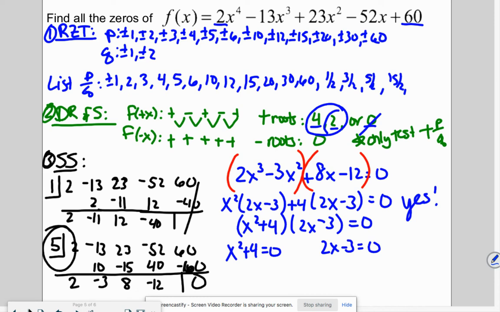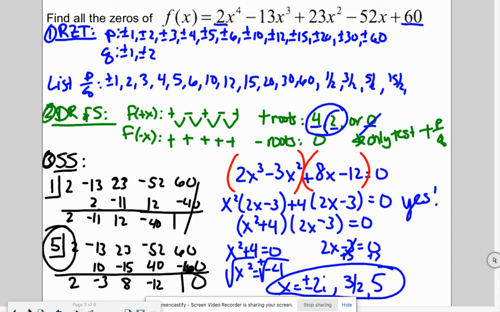So over here, we subtract 4, and that is going to be imaginary because I'm going to take the square root, and I'm going to have x equals plus and minus 2i, okay? Over here, I'm going to add 3 over and divide by 2. So that's going to be 3 halves. And then our other root was 5 that we found. So we have our 4 roots. We have the 2 real, which is 5 and 3 halves. They're both positive, right? And then we have the 2 imaginary, plus and minus 2i, the conjugates of each other.